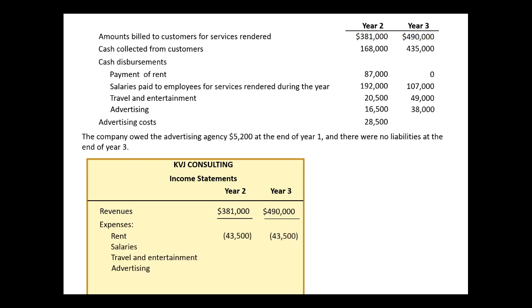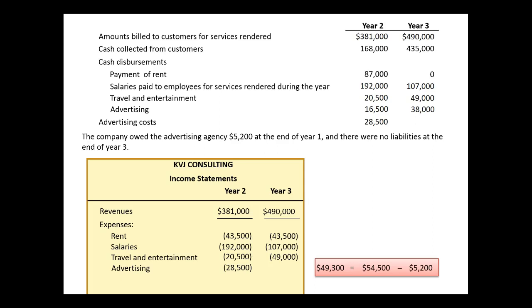As far as the expenses go, you see the rent covered 2 years. So even though we paid it all in year one, we only take half as an expense. The other half would be sitting as a prepaid rent asset. Next, our salaries, we would show the full amounts. Our travel and entertainment would be the full amounts. And then our advertising costs would be the total amount.